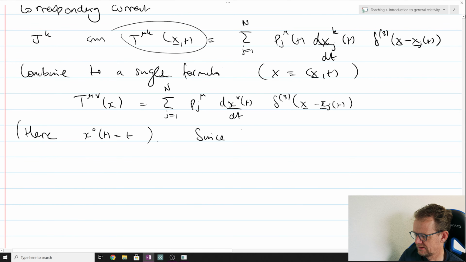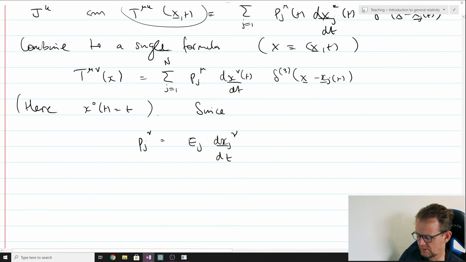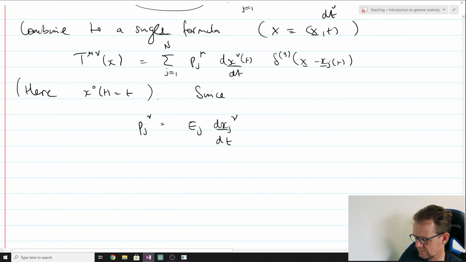And now, if you look at the energy-momentum 4-vector, since you know that it's equal to the energy of the particle multiplied by the derivative with respect to t of the position, we have a nice representation for this field of 16 numbers that makes explicit that it's symmetric.